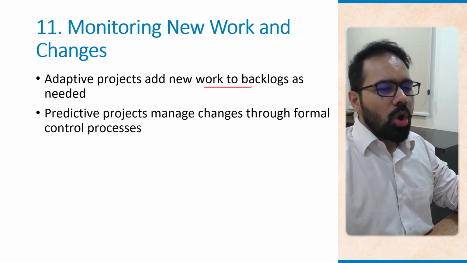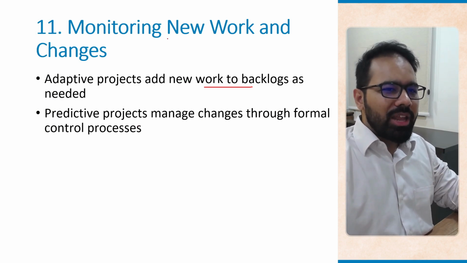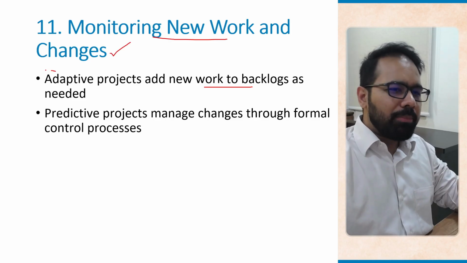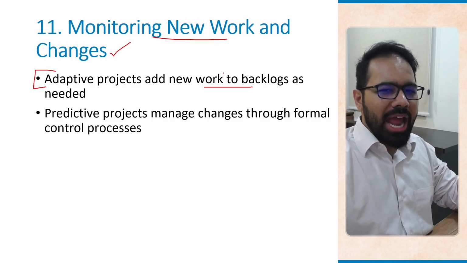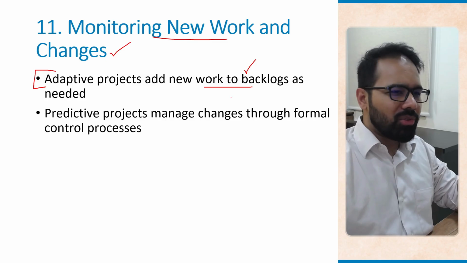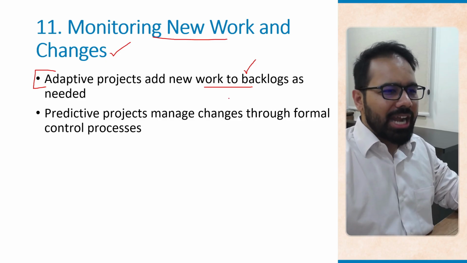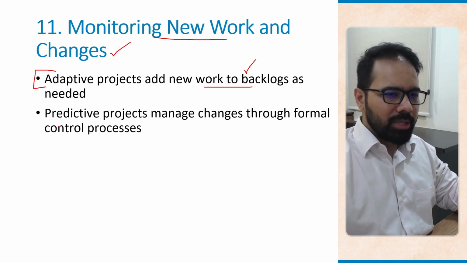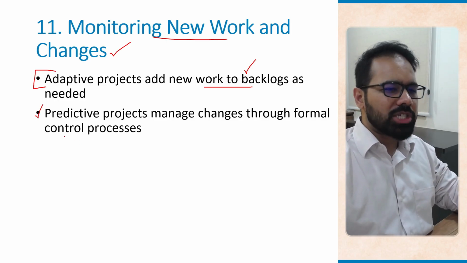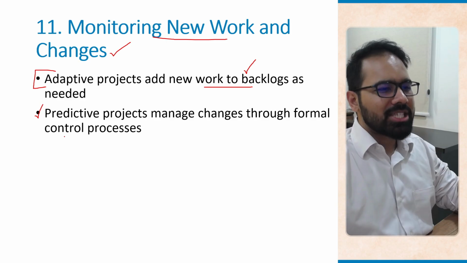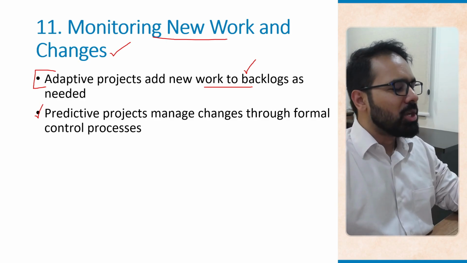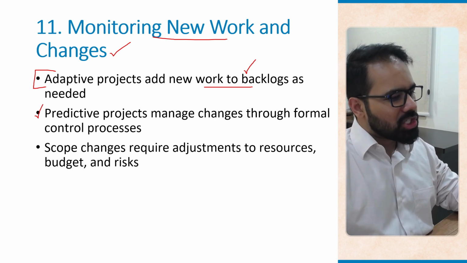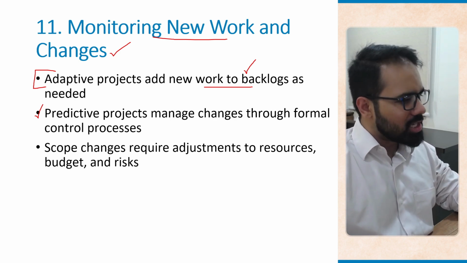But for now, all that you need to know is that whenever new work or changes come in, adaptive projects are basically going to add them to the backlog, right? Whatever new work comes in gets added to the backlog. The backlog may be prioritized, and that's how it is dealt with. But when it comes to predictive projects, there are comprehensive processes at play which need to be looked into. Scope changes require adjustments to resources, budgets, and even risks.